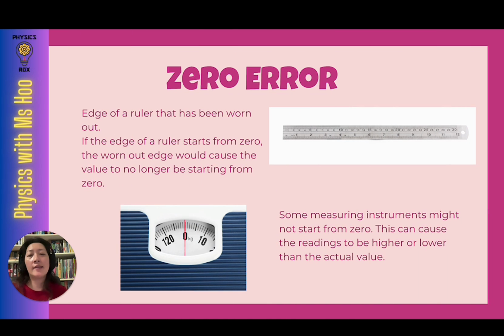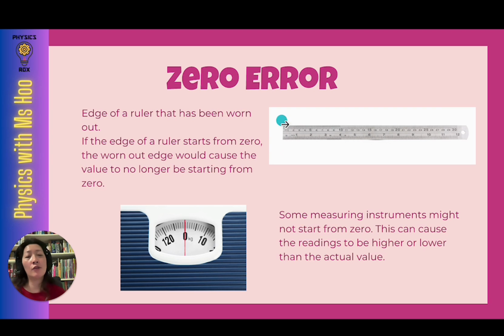So an example of a zero error would be the edge of a ruler. For example, if we have a ruler where the edge starts exactly at zero, when it's brand new, not an issue at all, it's sharp, it's correct, it's exact. But as we start to use the ruler more and more, after a few years, you're going to find that it no longer starts from zero. That's because the worn out edge causes some material to be removed as time goes by.